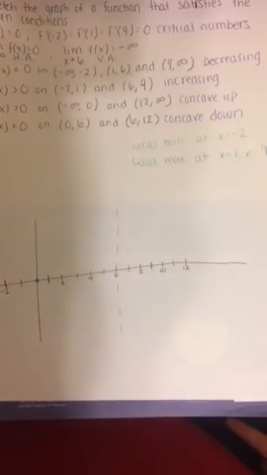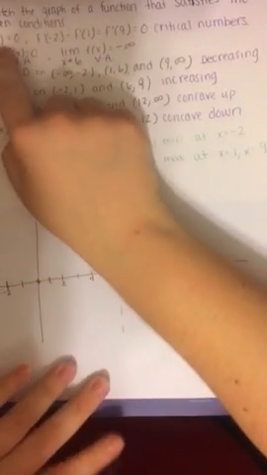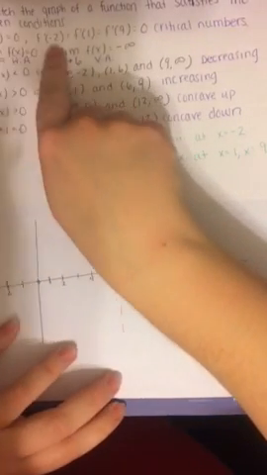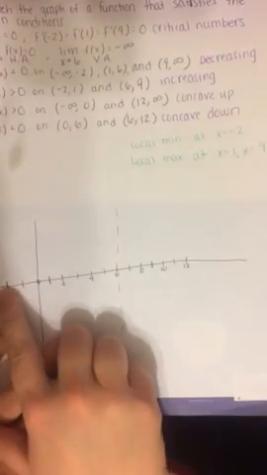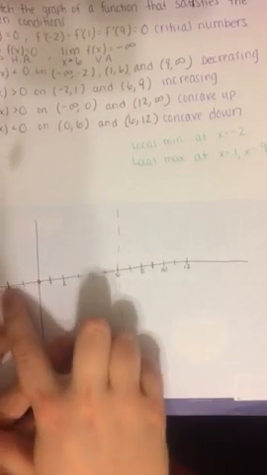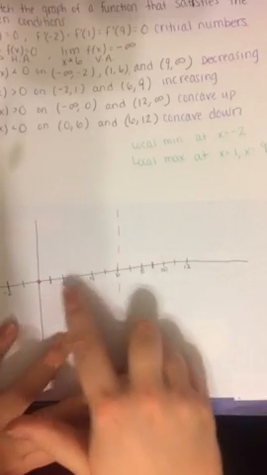Sketch the graph of a function that satisfies the given conditions. So that's going to be a point, f of 0 equals 0. And then the places where f prime equals 0, those are going to be critical numbers. So, critical points, I put them in red and on the dashes.